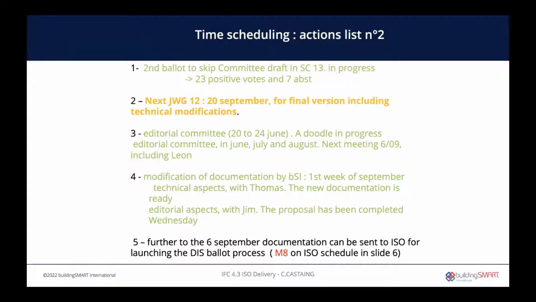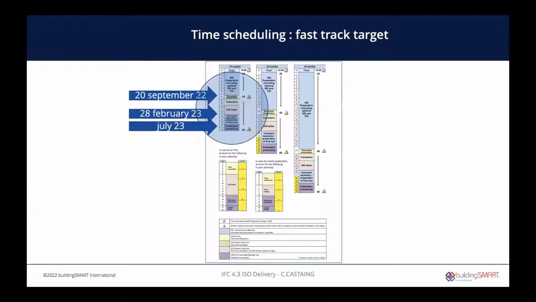And we have proceeded with some proposals of editorial aspects on the documentation to have a clearer explanation of what the content of IFC 4.3 is, not only on civil works for infra, but also for anything regarding facilities and utilities. It means that normally on the 6th of September, it will be decided to publish this documentation to the ISO experts in order to launch the ballot process on the 20th of September. So here on the screen, you have the dates I mentioned according to the ISO process.